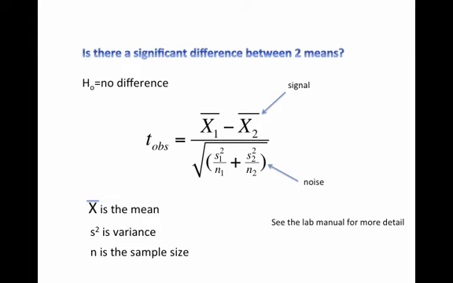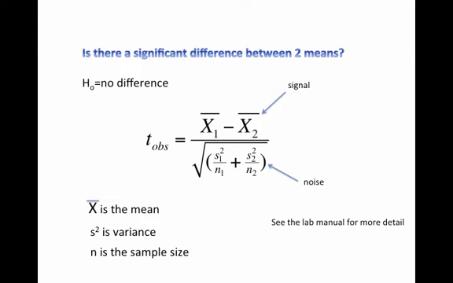Now look at the equation for the value t observed. This is what you will calculate. The numerator of the equation expresses the difference between the two means. That's the signal you are interested in. The denominator represents the noise in the data. It is the variance weighted by the sample size, n. The square root is in the denominator because the variance is a squared value. When you calculate t observed, do not square the variance. It is already squared, and it is written as s squared.